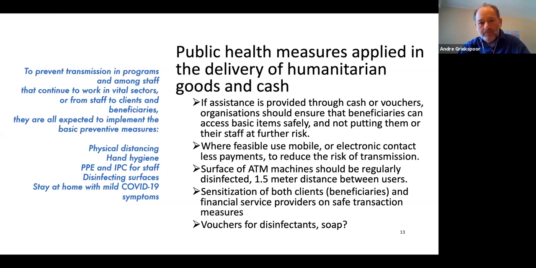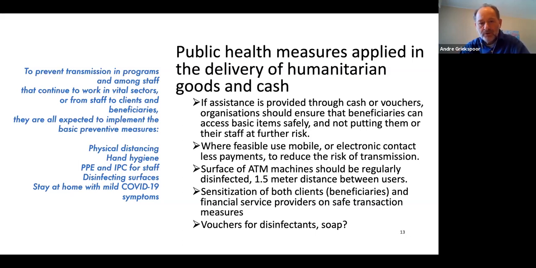So more specifically for the humanitarian assistance, if this is provided either through cash or vouchers or in kind, then organizations should ensure that beneficiaries can access these items safely and not put either beneficiaries or staff at risk. Where it's possible, use mobile or electronic contactless payments, again, to reduce the risk of transmission, avoiding people having contact with each other. There was a long discussion on whether ATM machines play a role in the transmission.